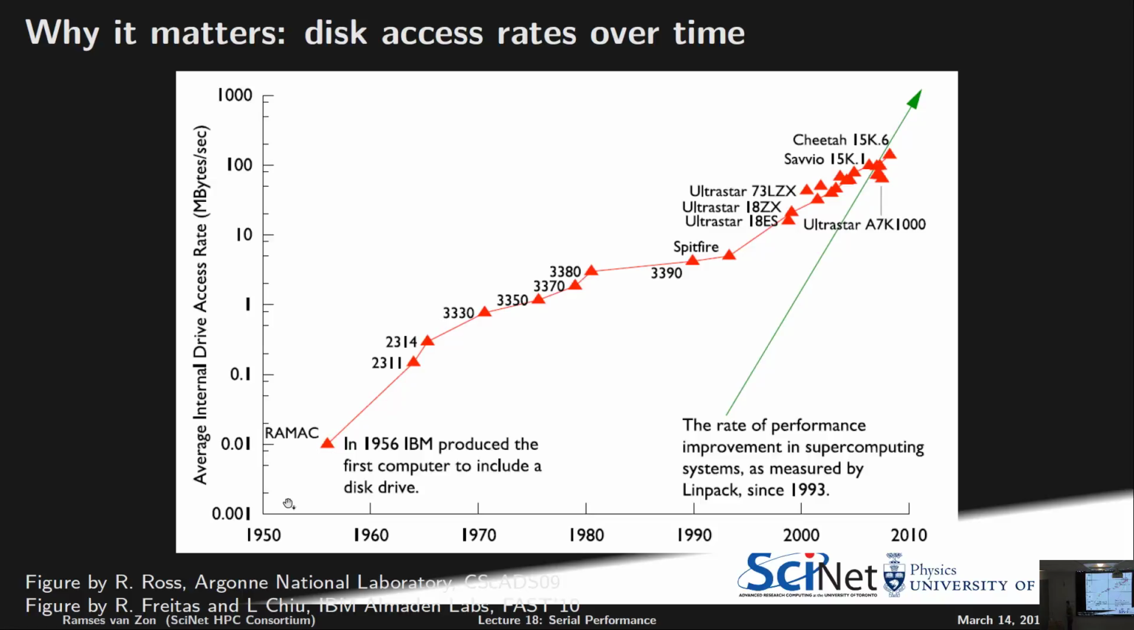Here's a little graph that is supposed to show this. It's not quite up to date. It goes to 2010, but the line here shows the average drive access rate, so megabytes per second. And it's gone up quite nicely over the years.